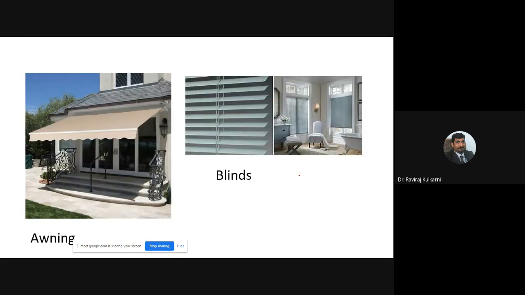So what we do nowadays, whenever you want, awning means you just have a canopy or a kind of thing, so that inside there is not much heat. During summers, we use these kinds of things, right? So inside there will be a cooling effect, or we use blinds, vertical blinds or horizontal blinds, so that whenever we don't want light, we can just close these blinds. Whenever we want light, we open them. You might have seen these things, awning and blinds.